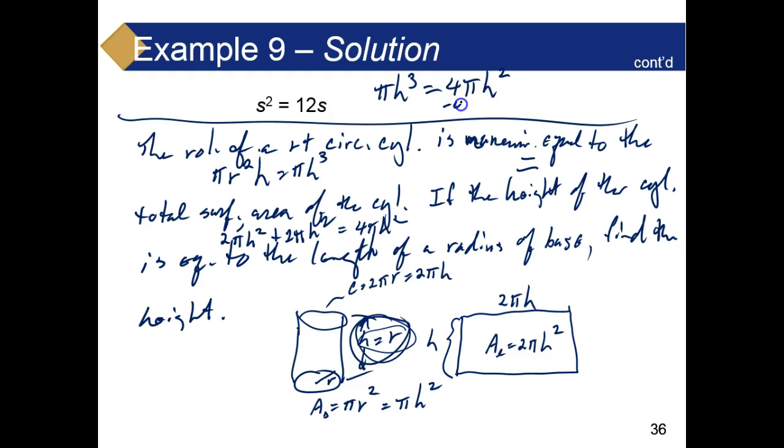Okay, let's subtract 4 pi h squared from both sides. What does that give us? Pi h cubed minus 4 pi h squared is equal to 0. Now what do we do? Factor out a pi h squared. What's left? H minus 4. And that's equal to 0.